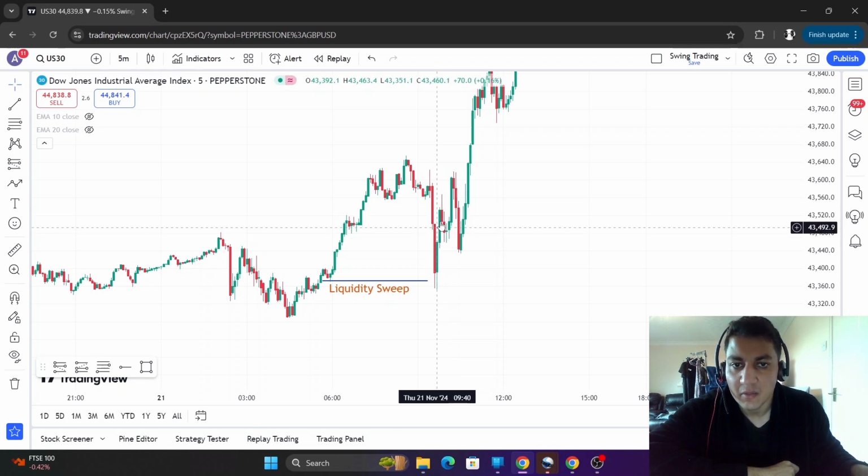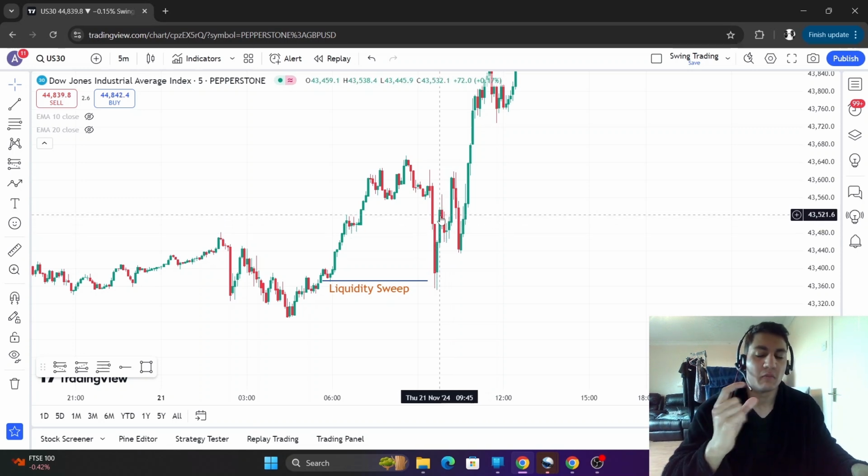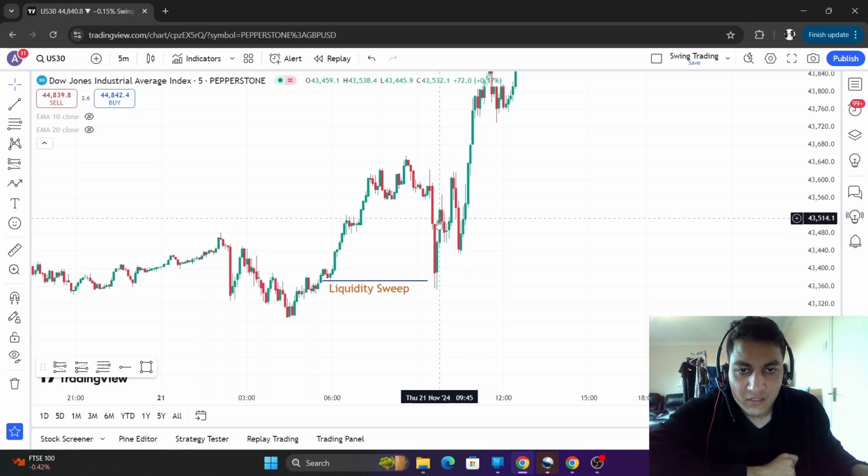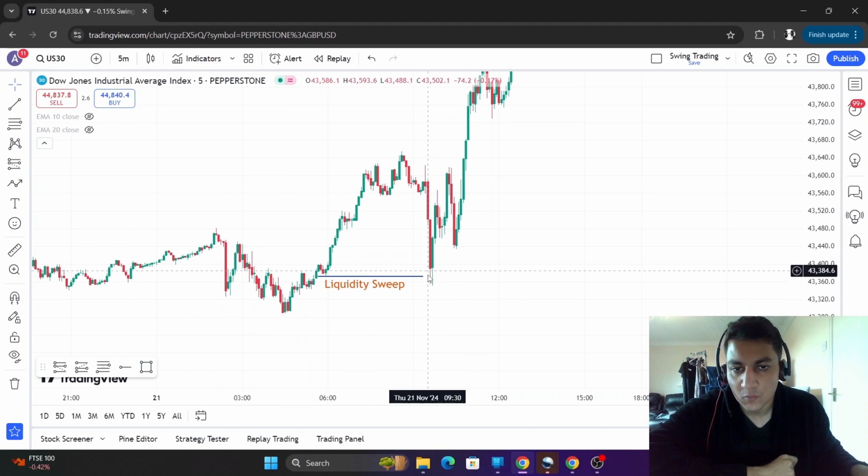Not the wicks, right? Remember, the bodies actually tell the story. The body is actually smart money. Not the wicks, but as soon as the body closes above that candle, that's an order block. That's a valid order block. And you see here, the wicks are only for the liquidity sweep. But what we're going to do is enter on the order block.